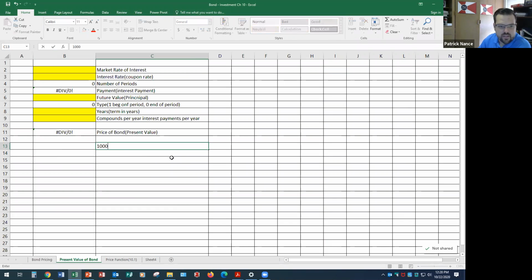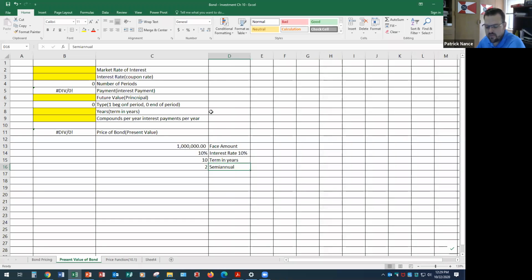say I had a $100,000 bond and that was a face amount. Let's say $1 million bond, because that's what I typed. $1 million bond, and that's the face amount. Interest rate, 10%. Let's say the term is 10 years, paid semi-annually, so twice per year, 20 years.